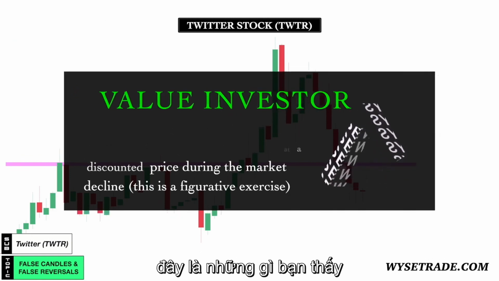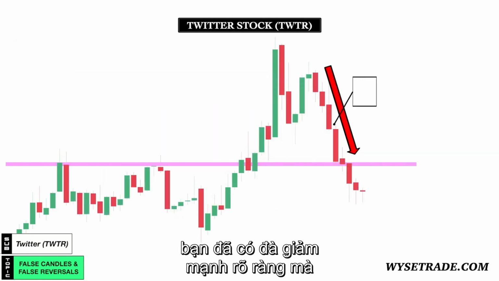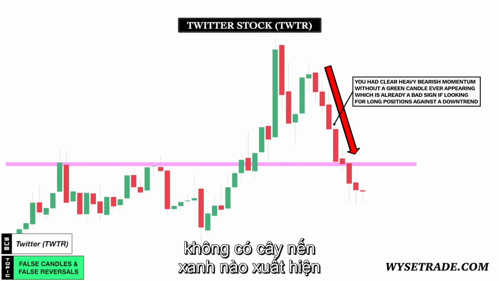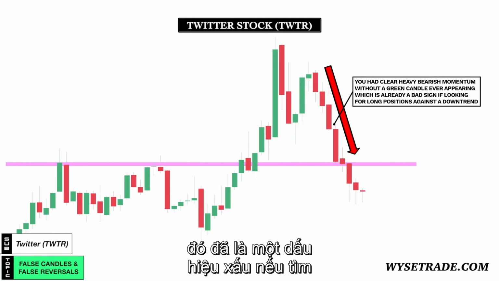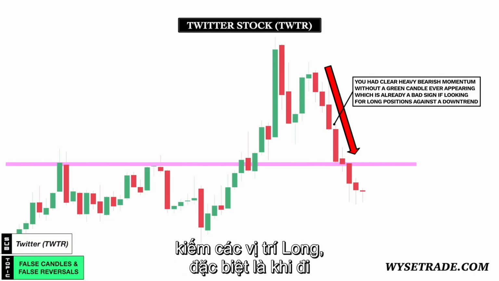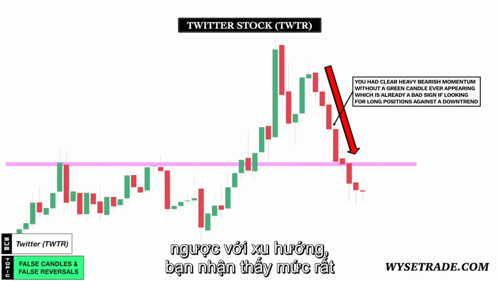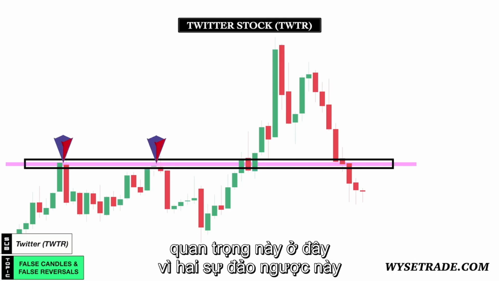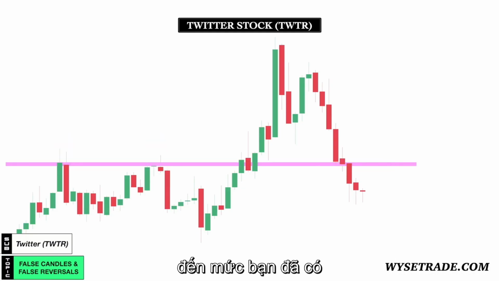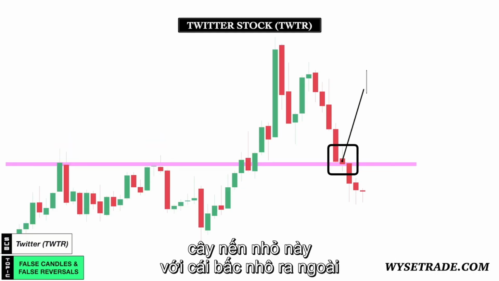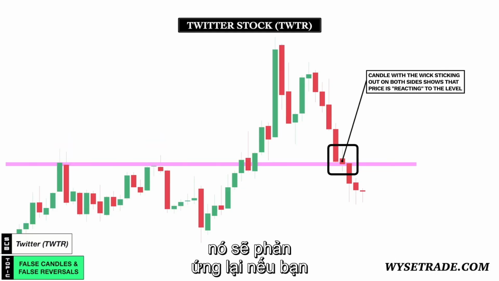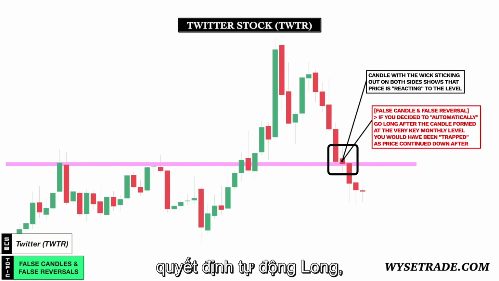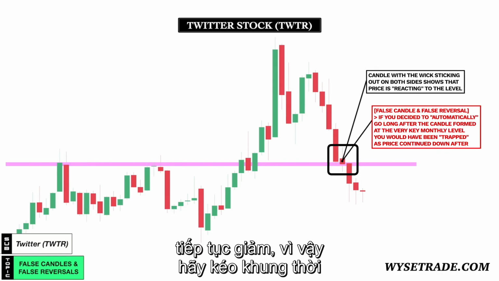Here's what you saw. You had clear, heavy bearish momentum without a green candle ever appearing, which is already a bad sign if looking for long positions, especially when going counter trend. You noticed this very key level here because of these two reversal points. When price reached the level, you had this small candle with the wick sticking out, which shows a reaction. Again, if you decided to automatically go long, you would have been trapped as price continued down.